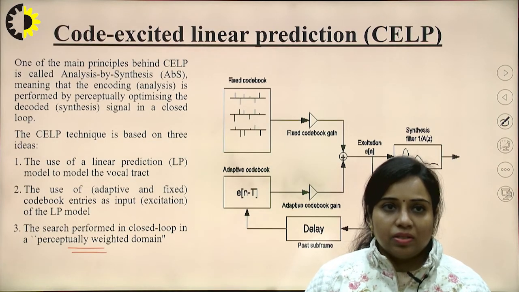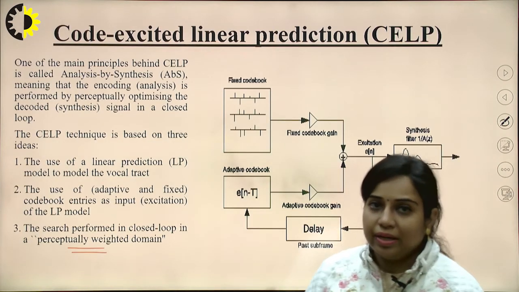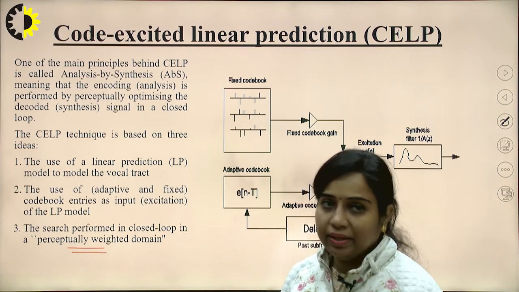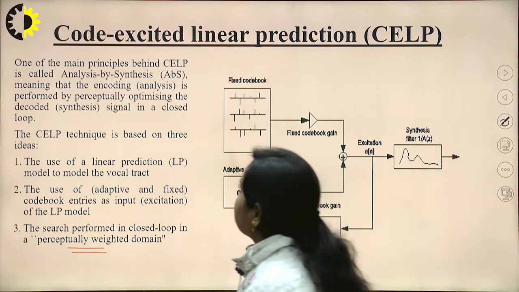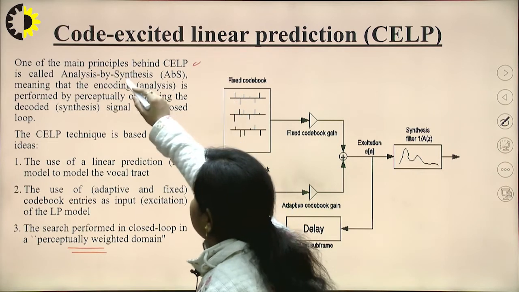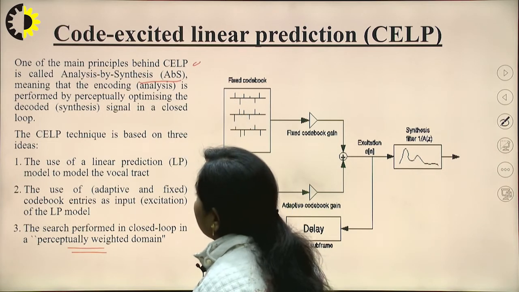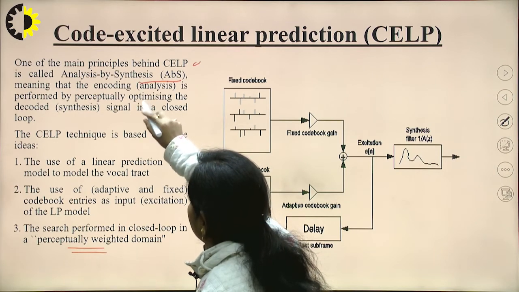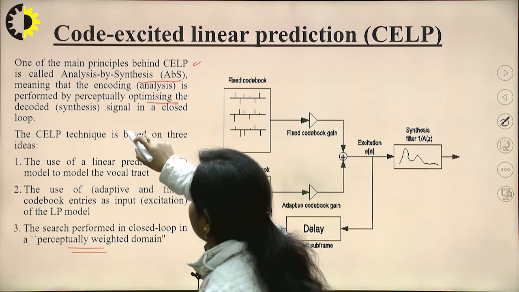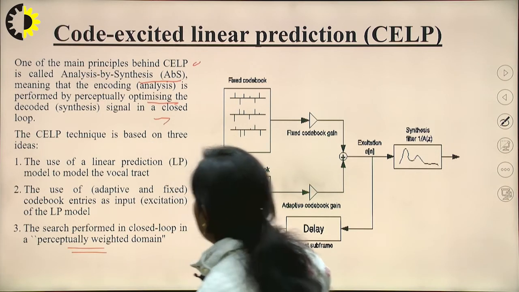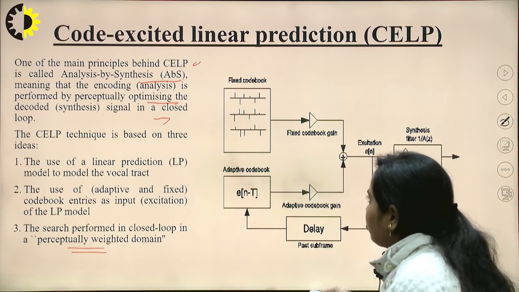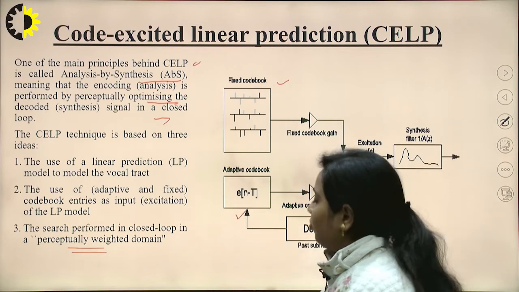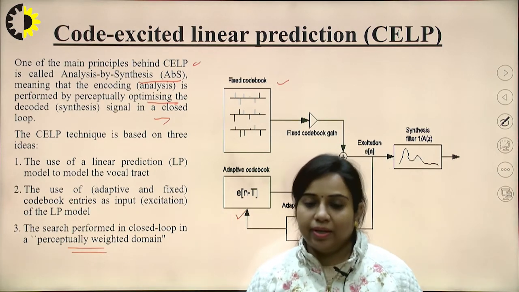Now next is the code excited linear prediction, denoted as CELP. One of the main advantages of the principle behind CELP is called analysis by synthesis, ABS, meaning that encoding is performed by perceptually optimizing the decoded signal in a closed loop. So you can see in this closed loop, this is the fixed code book and this is the adaptive code book. Now what is the difference between fixed and adaptive?